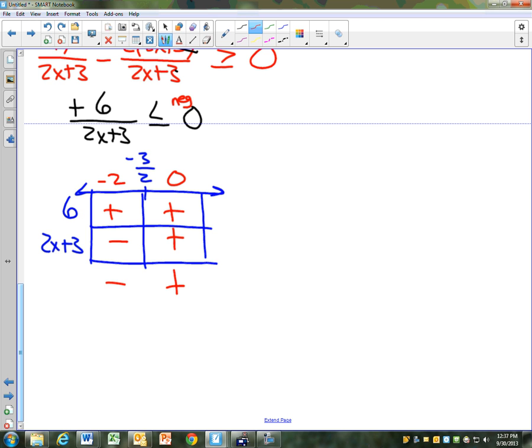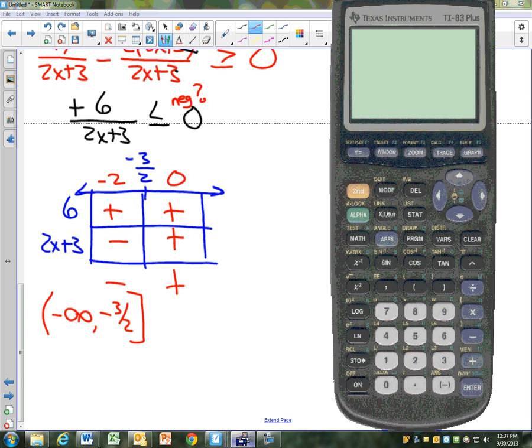Yes. So a lot of times when people set this up, they look at the negative spot and say negative infinity to negative 3 halves. Is that correct? They put that bracket around there. There's just a small exception, you guys. A small exception, okay? Here's what I need you to do. You either need to take out your calculator or you need to watch mine. One of the two, okay?